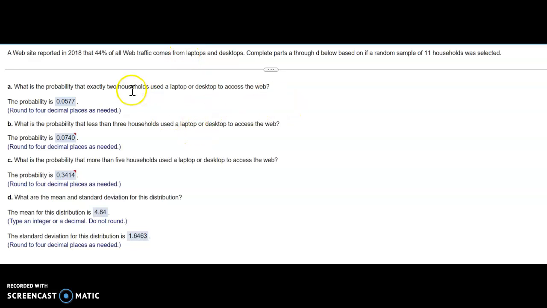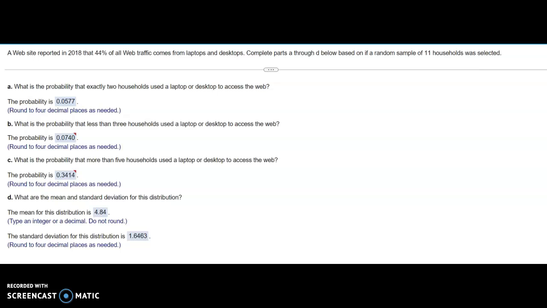Okay, so this is for question 5, and it says a website reported in 2018 that 44% of all web traffic comes from laptops and desktops. Complete parts A through D below based on if a random sample of 11 households was selected. What is the probability that exactly 2 households used a laptop or desktop to access the web?